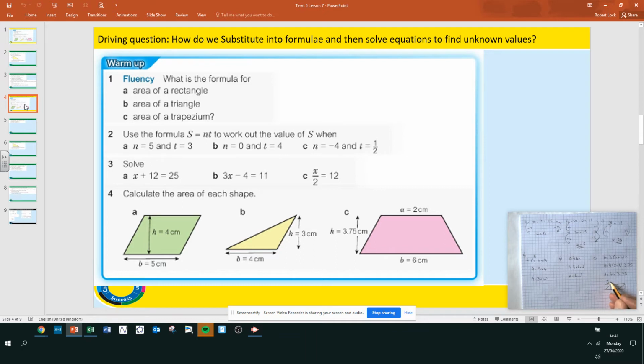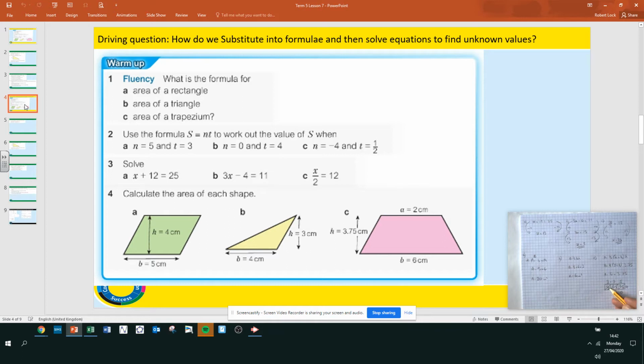So 3.75 times 4. 5 times 4 is 20. 7 times 4 is 28. 4 times 3 is 12. 0.2 and 8 makes 10. Put down 0, go to 1.